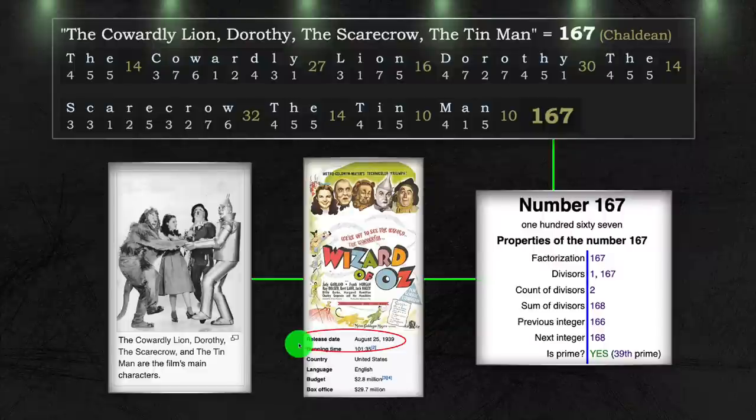So here are the 4 main characters in The Wizard of Oz. I decided to break them down, and look at what I found. Here it is: the Cowardly Lion, Dorothy, the Scarecrow, and the Tin Man.